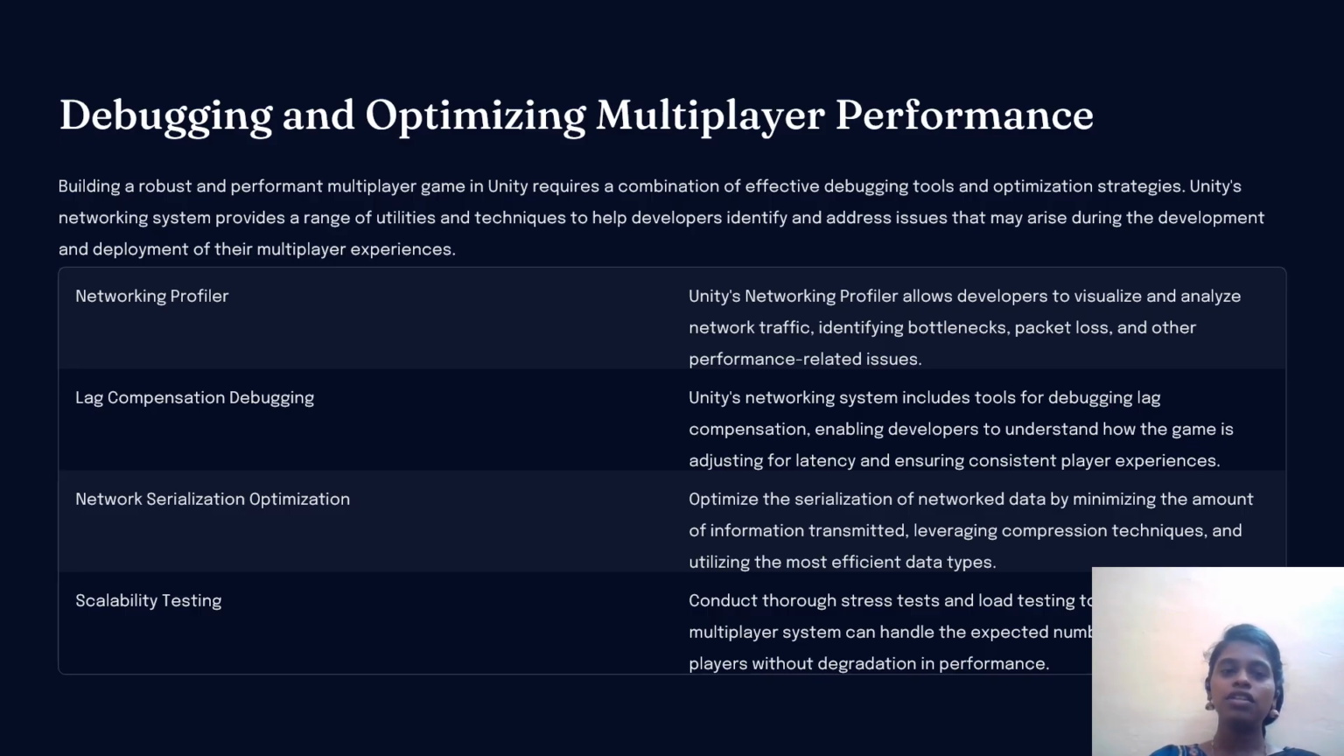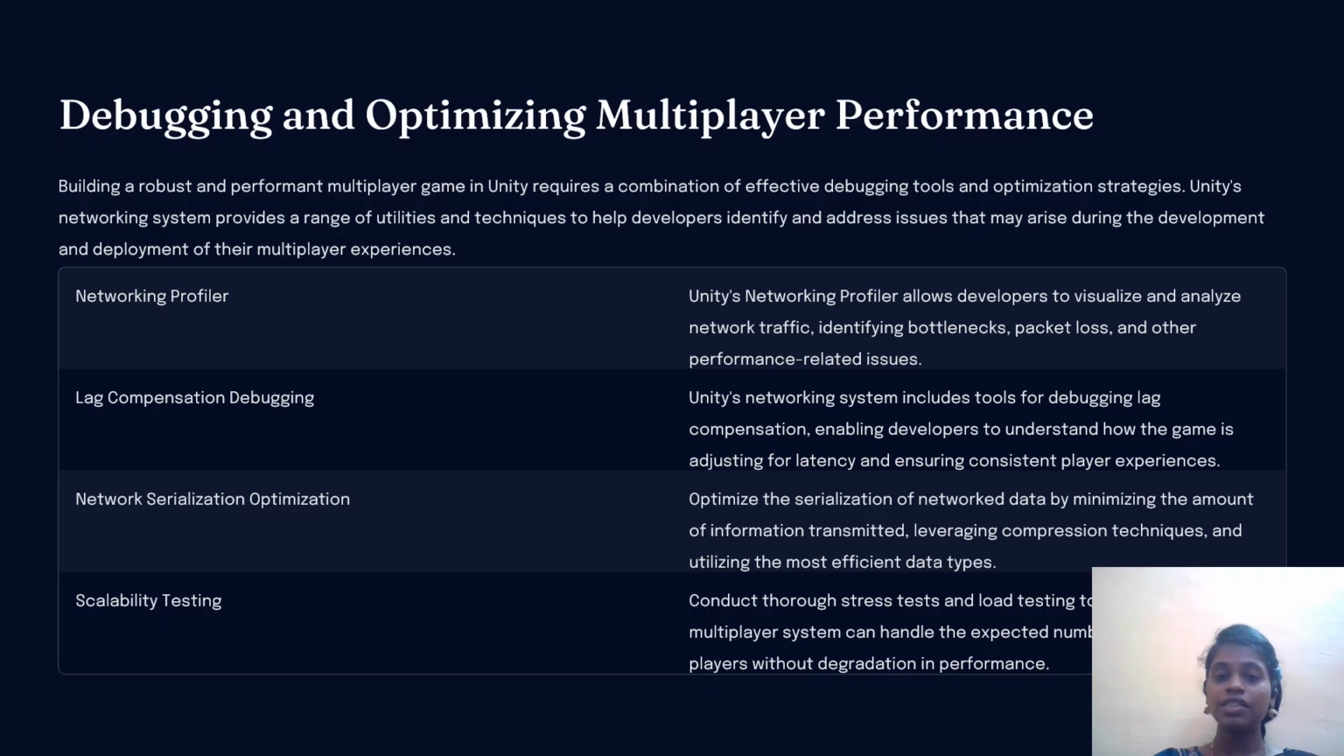First of all, we are going to see networking profiling. Unity networking profiling allows the developer to visualize and analyze the networking traffic, and identifies bottlenecks, packet losses, and other performance-related issues. And lag compensation debugging: Unity networking systems include tools for debugging lag compensation, enabling developers to understand how the game is adjusted for latency and to ensure a consistent player experience.